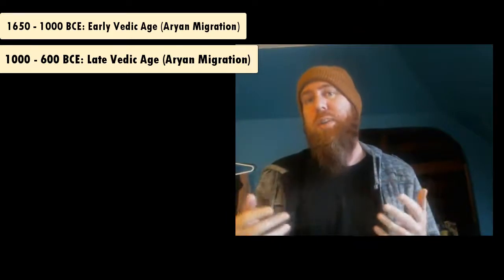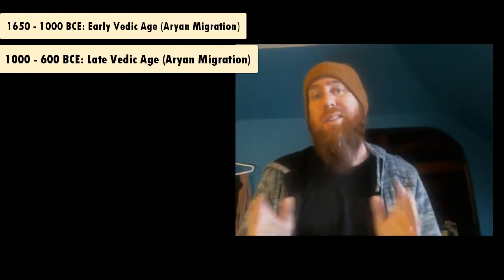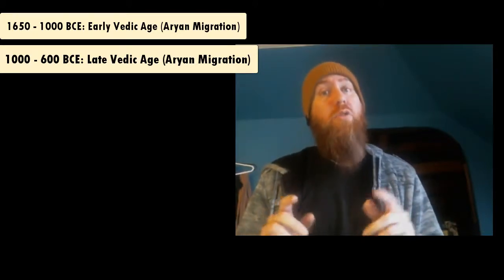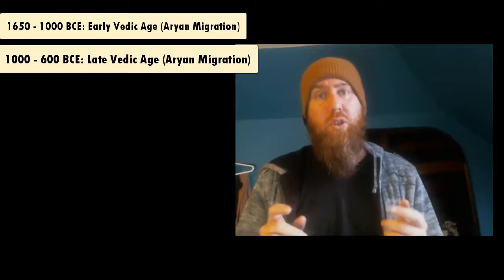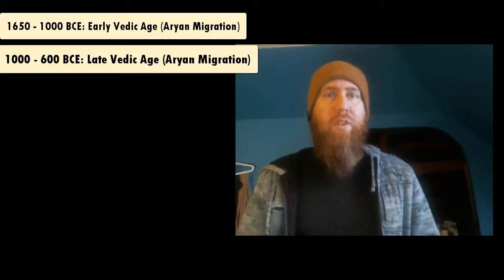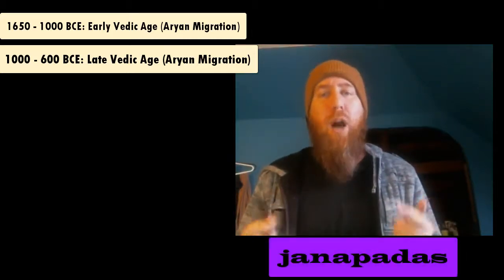Now, this initial settlement within South Asia, the one taking place from 1650 to 1000 BCE, is often called the early Vedic period, and is the time when the Rig Veda was constructed. You'll be reading more about this. That later Vedic age, from 1000 to 600 BCE, is also the period of what we call Janapadas.